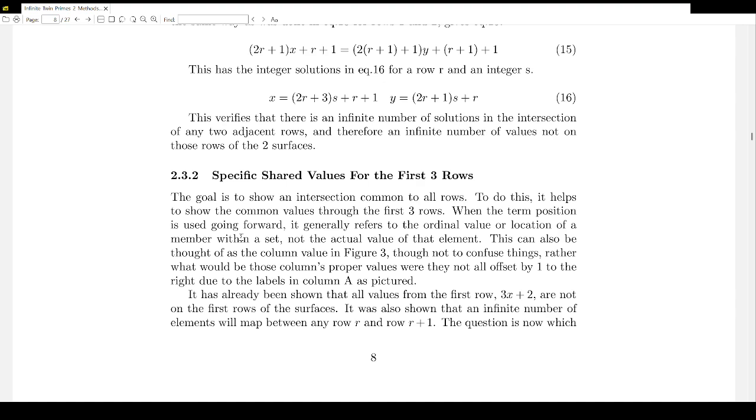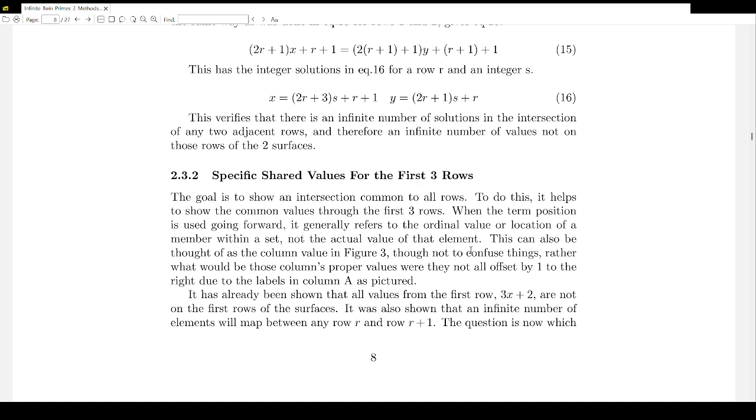And this gets tricky, and I tried to make it as clear linguistically as I could, so we'll see how this goes. When the term position is used going forward in the paper, it generally refers to the ordinal, or what order number it's in: the ordinal value or location of a member within the set. What do I mean by that? If I say the first position, it's the first element in the set; the 10th position is the 10th element of the set. The term position refers to the ordinal value or location of the member in the set, not the actual value of that element. This can also be thought of as the column in figure 3.